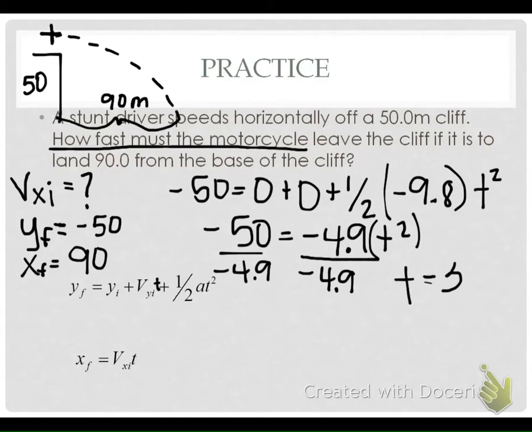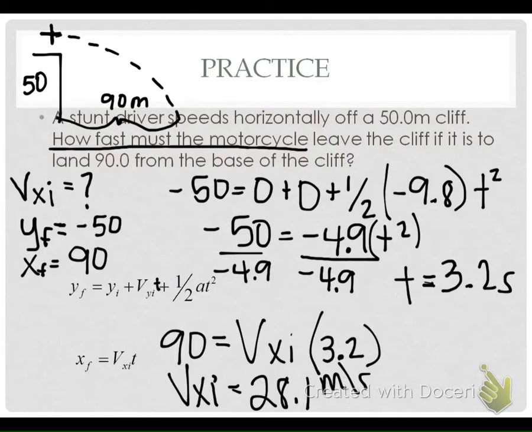3.2. Great. Are we in agreement thus far? Anyone have questions as to how we got here? We solve for time, then we plug into our horizontal equation to solve for Vxi. So that means this guy had to leave the cliff at a speed of 28.1 meters per second in order to land 90 meters away.